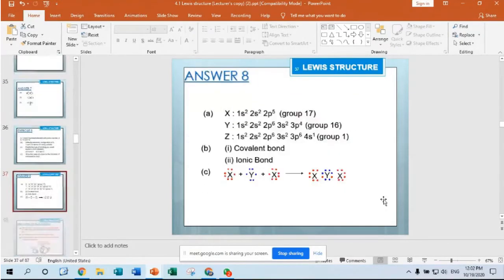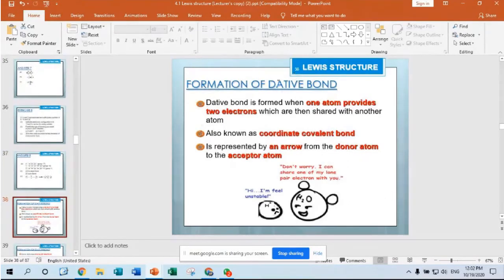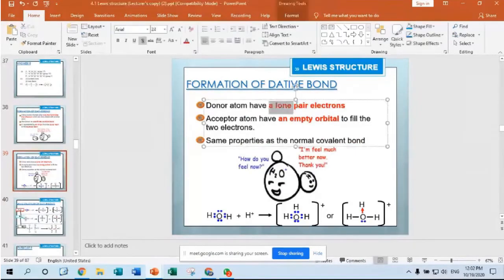Okay, then you must know what is coordinate bond. Coordinate bond is formed when one atom provides 2 electrons. Dia totally share sendiri je. Dia share dua biji untuk membentuk ikatan to form the bond. The other one must have an empty orbital to accept 2 electrons. So lone pair, donor; empty orbital, acceptor.